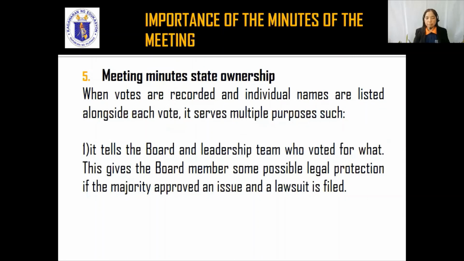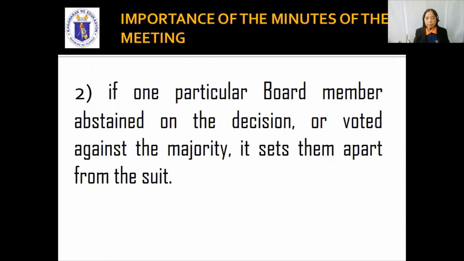Fifth, meeting minutes state ownership. When votes are recorded and individual names are listed alongside each vote, it serves multiple purposes. It tells the board and leadership team who voted for what. This gives the board member some possible legal protection if the majority approve an issue and a lawsuit is filed. If one particular board member abstained on the decision or voted against the majority, it sets them apart from the suit.